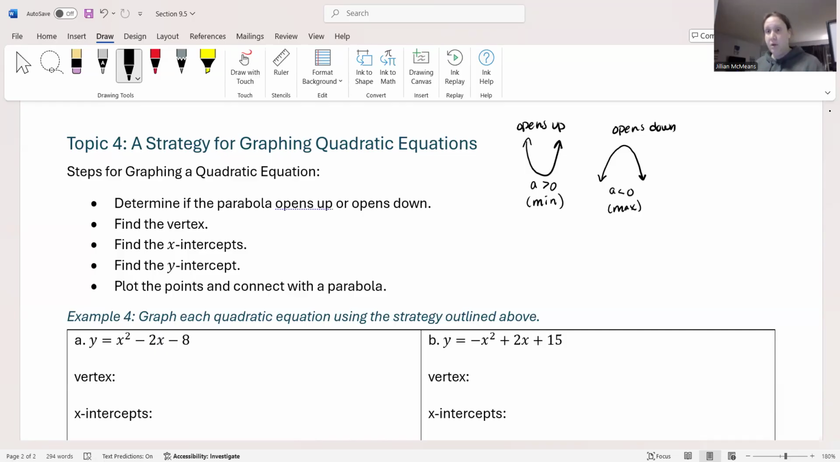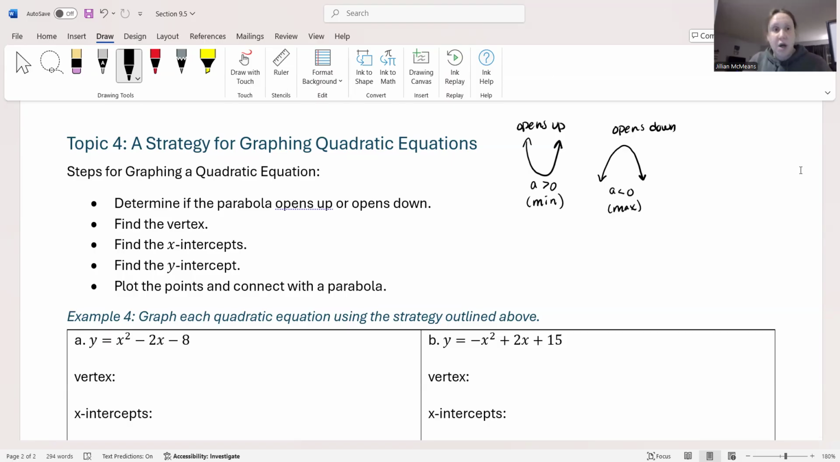And then once you have all of those points, we want to plot these points and then connect them with a parabola. We're not going to look at super crazy difficult examples. We'll save that for pre-calculus. We want you to just understand the basics, the foundation of how all of this works, so that when you see those more complicated examples in pre-calculus, it won't be quite so daunting.